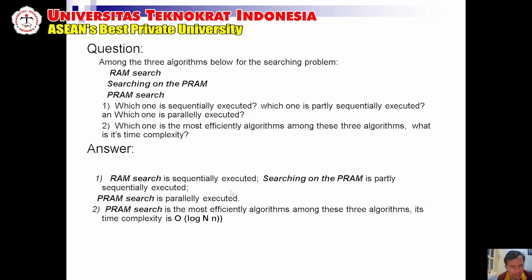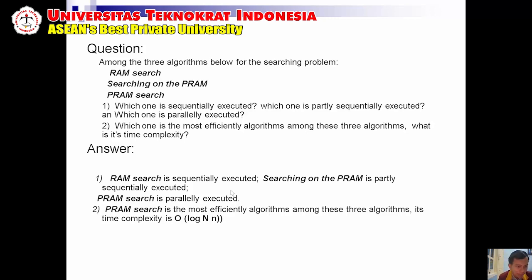Question: among the three algorithms below for the searching problem, RAM search, PRAM search and parallel binary search. Question 1: which one is executed sequentially, which one is partly sequential, and which one is executed in parallel? Question 2: which one is the most efficient algorithm among these three algorithms, in terms of complexity?